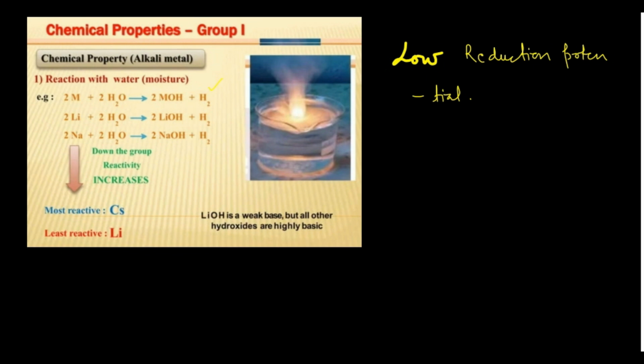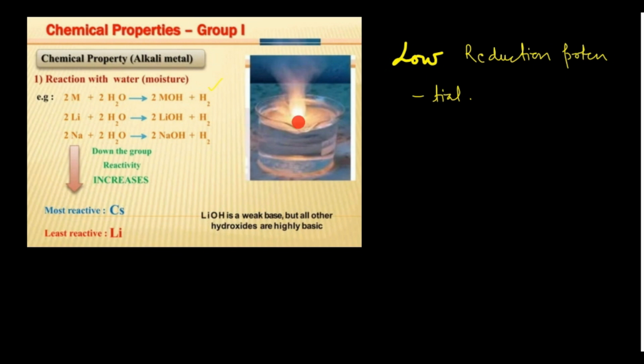The reactivity towards water for these alkali metals increases down the group. So lithium is the least reactive when it reacts with water, and cesium is the most reactive. Lithium hydroxide, as you can see here, is a very weak base, but all other hydroxides are highly basic in nature. So this is a very important reaction, and you should remember this particular point.